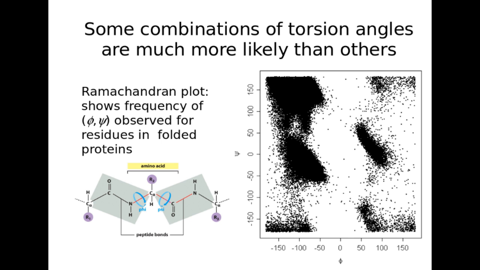The Ramachandran plot illustrates the allowable values for phi and psi for non-glycine residues. Because of their lack of a side chain, glycine residues have a much greater range of allowable phi and psi angles than most other residues. So this Ramachandran plot shows the frequency of phi and psi observed for residues in folded proteins.